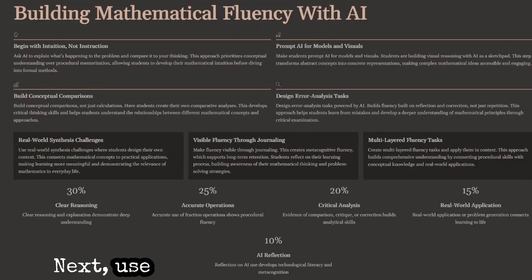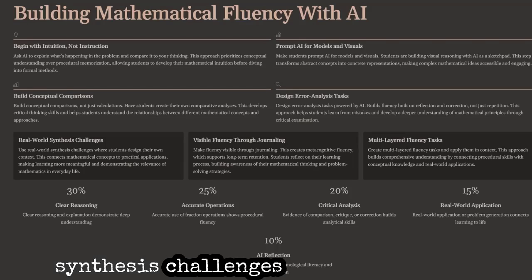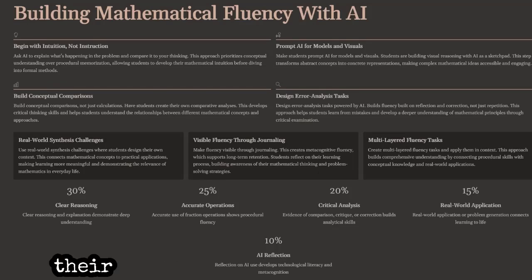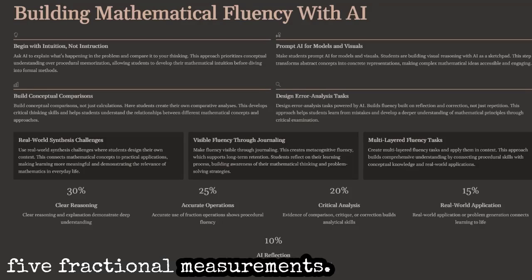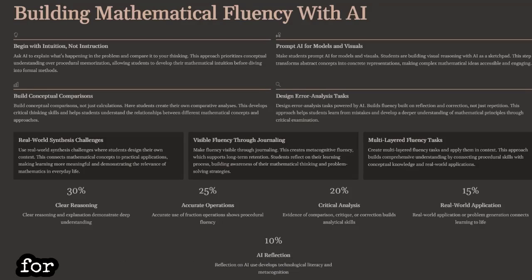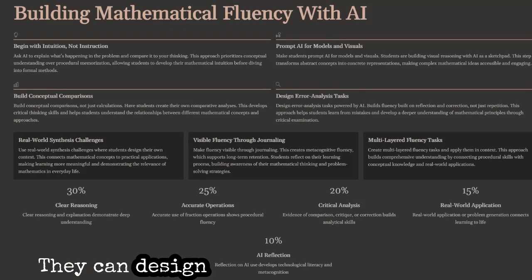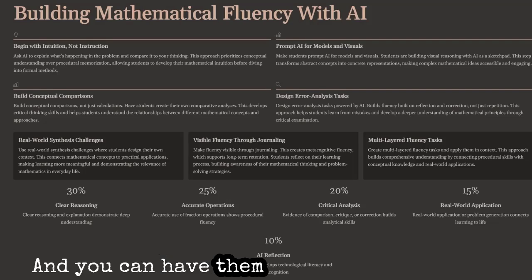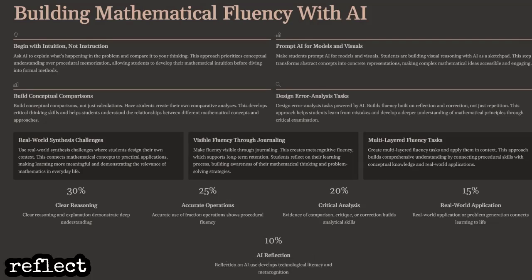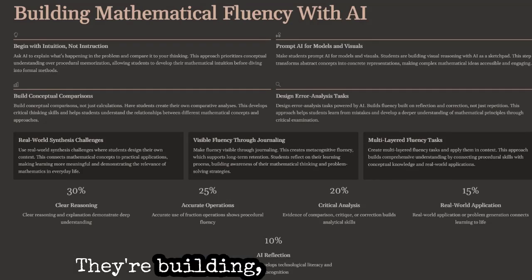Next use real-world synthesis challenges. Have students design their own context, creating a recipe that uses 5 fractional measurements. You can ask AI to convert it for double the servings and ask them what do they notice. They can design a sports drill where 3/8 of the time is spent running and 5/8 of the time is spent on skill work. And you can have them use AI to build variations and reflect on the math behind it. And here now, they're not just solving, they're building, they're adjusting, and they're justifying.